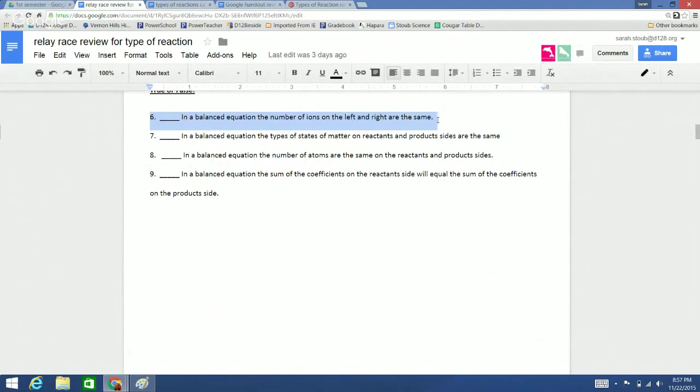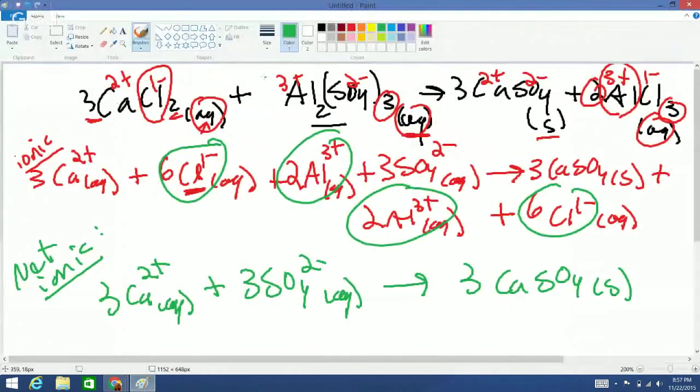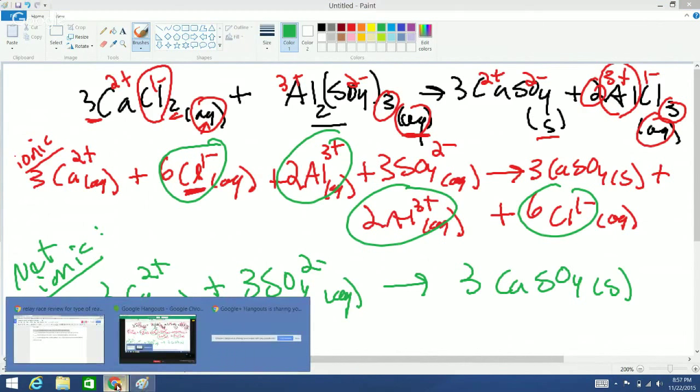Sometimes this is true, but sometimes it isn't. Like, if you look in this equation here, the number of ions on the left and the number of ions on the right are the same if you consider that they don't have to be aqueous ions, because I have a total of 3 calciums on the left and a total of 3 calciums on the right. I have a total of 6 chlorines on the left and 6 chlorines on the right, but it doesn't always have to be true. A balanced equation isn't balanced because the number of ions are the same.